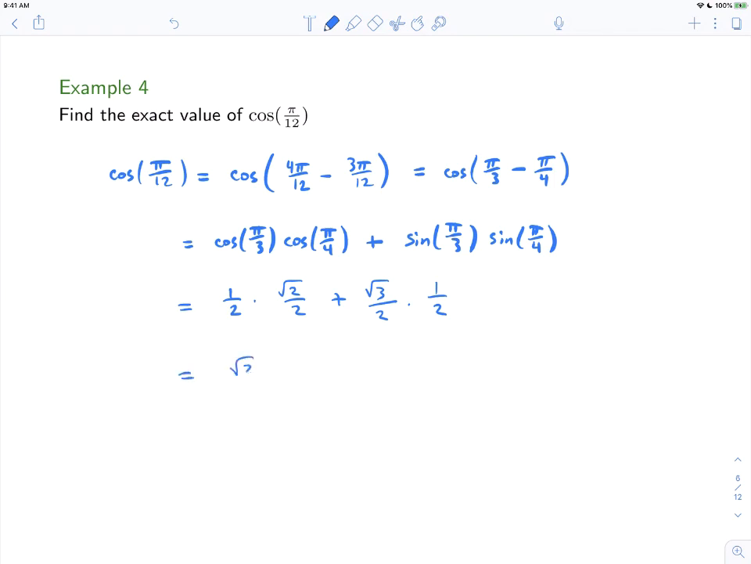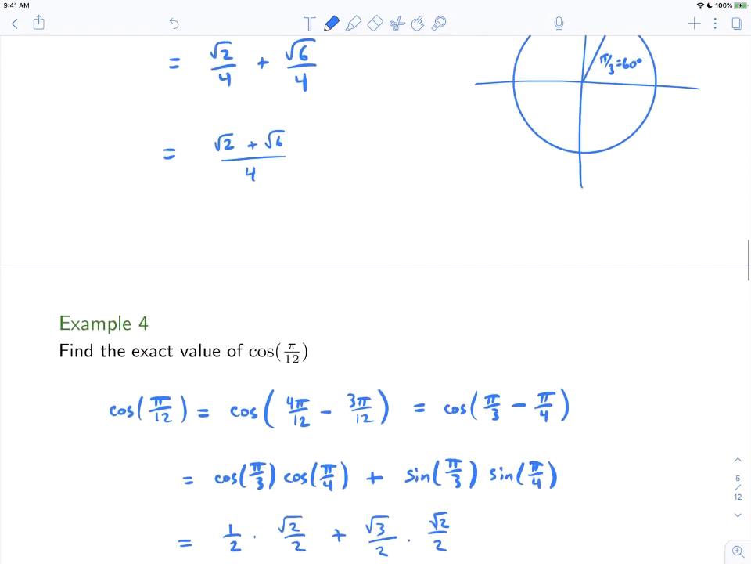So we have the square root of 2 over 4 plus the square root of, oh, sorry, this should be the square root of 2 over 2, square root of 6 over 4. And that's equal to the square root of 2 plus the square root of 6 all over 4. So once again, we've ended up with the same answer that we had before.